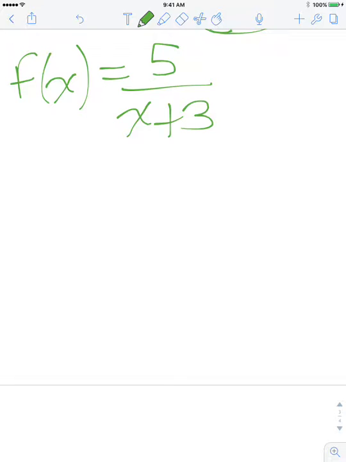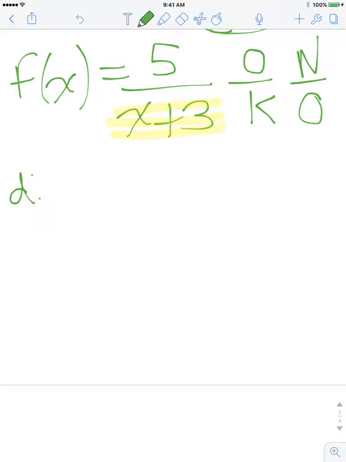Okay, so my domain, what are all the x values? Here now we're dealing with something different. Here we are dealing with a fraction, and we know in the denominator you can't have 0. Remember I said this in class before? It's okay to have a 0 on the top, but it's a no-no to have a 0 on the bottom. So I can't have 0 on the bottom.